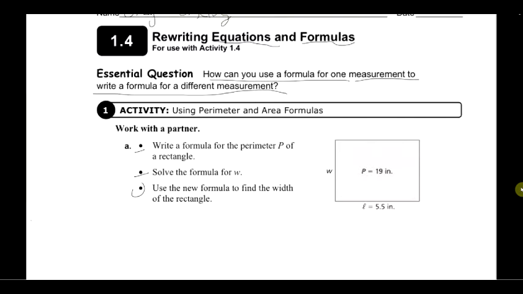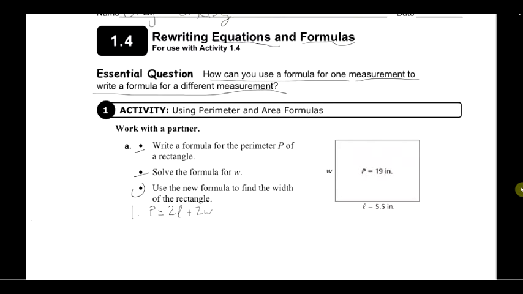Let's use this space here, and let's do step 1. Write the formula for the perimeter of a rectangle. For any rectangle, we know that P is going to equal 2 lengths, or 2 times L, plus 2 widths. We did this earlier, so I hope it's not too foreign.